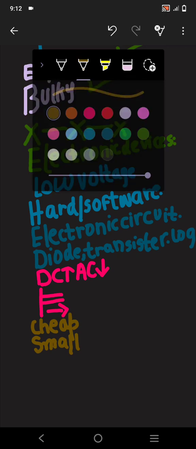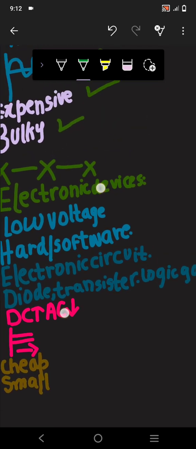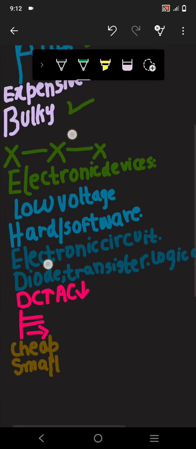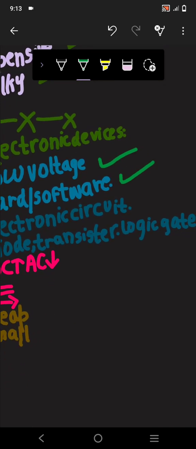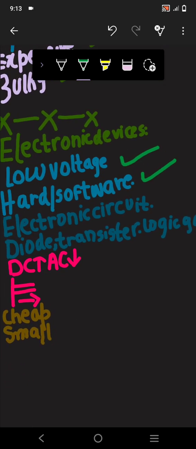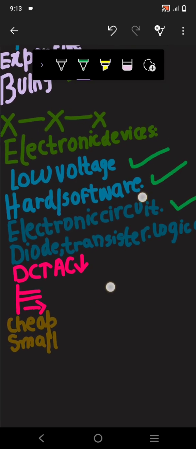Again, we are talking about electronic devices. They have low voltage. For example, our fans and our mobiles use low voltage for charging. If we charge a phone, it uses low voltage. They have software and hardware as well. Our phones use codes. Our computer has its hardware, which is the structure, and the software uses codes as well. They have electronic circuits.